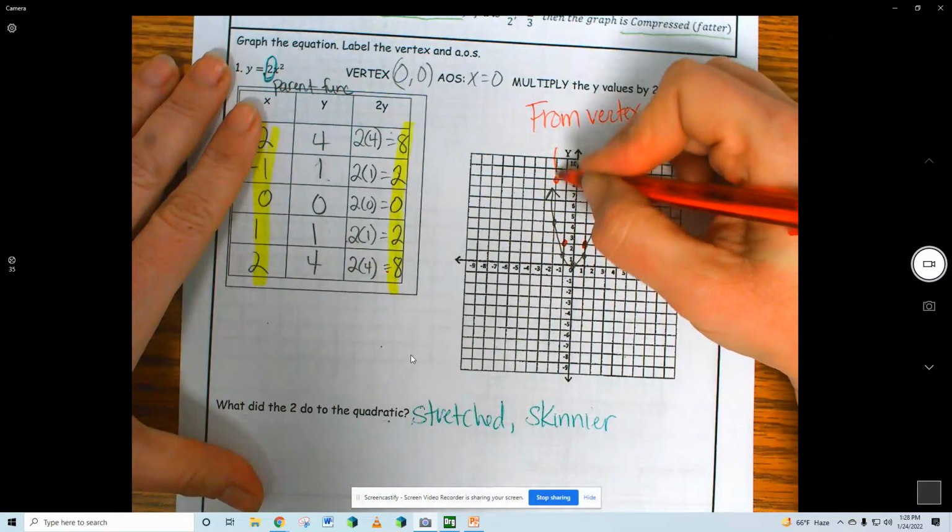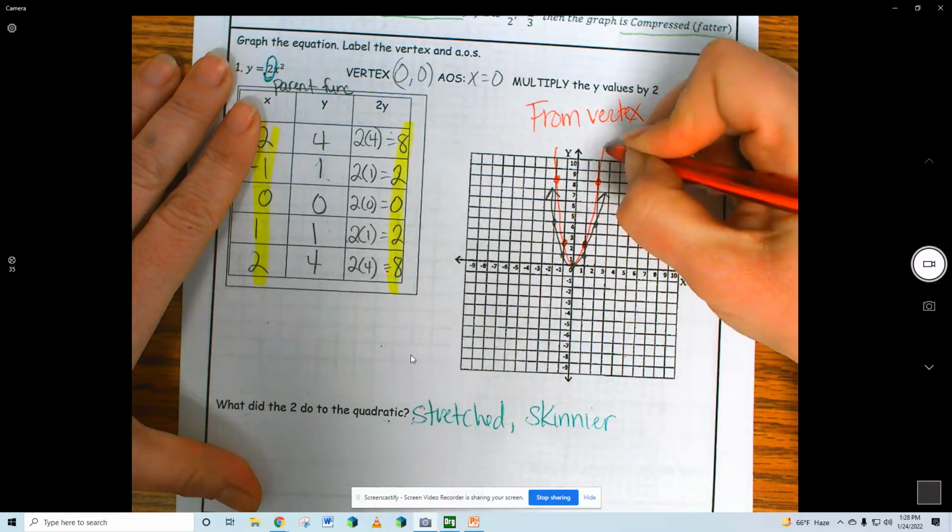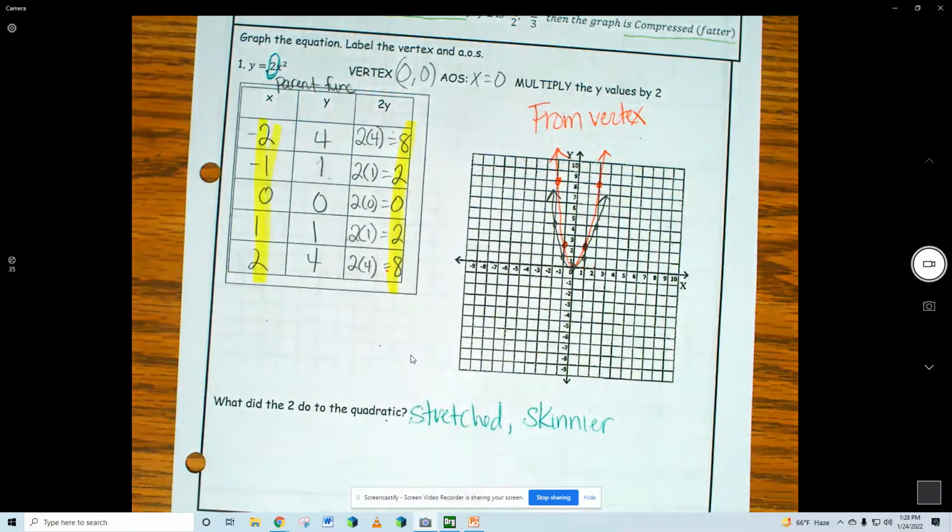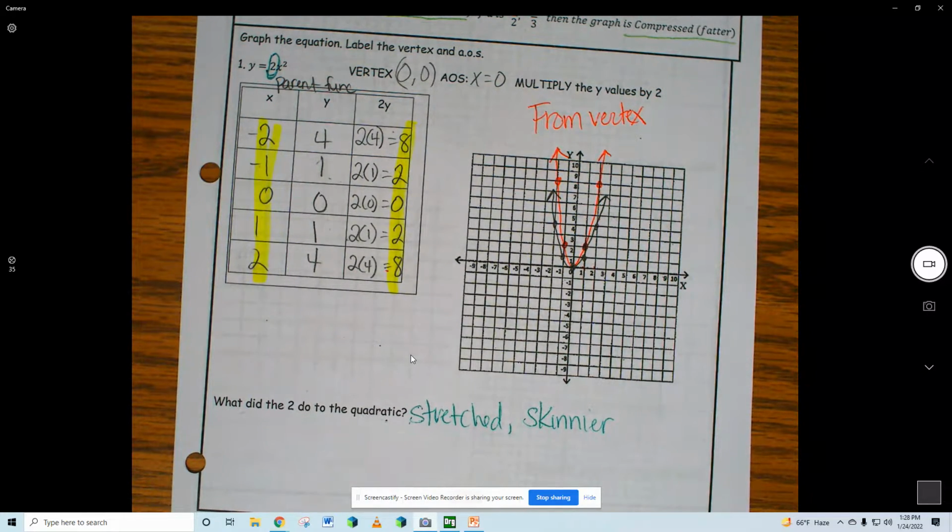So look at my new red parabola. See how it's skinnier than my parent function? That's what the 2 did. The 2 made it skinnier.